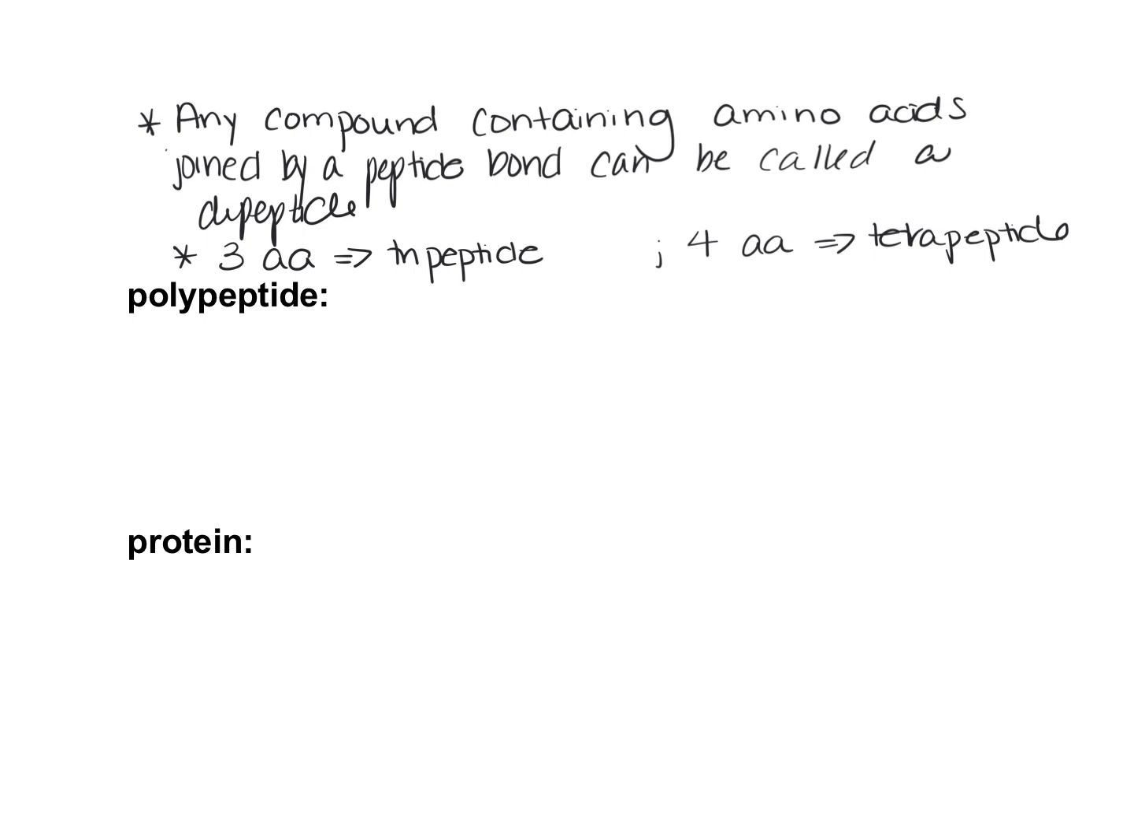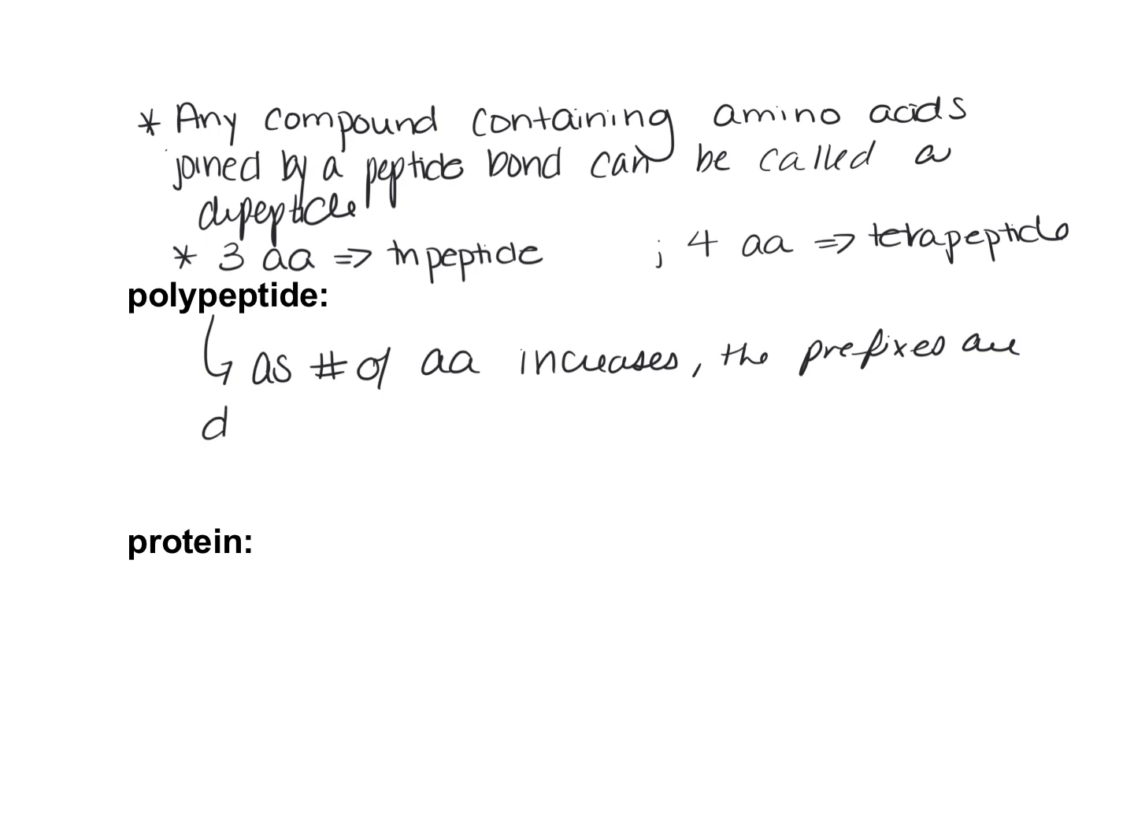As the number of amino acids increases, we kind of drop those prefixes and just generically call the compound a polypeptide. So those prefixes are dropped, and the compound is referred to as a polypeptide.